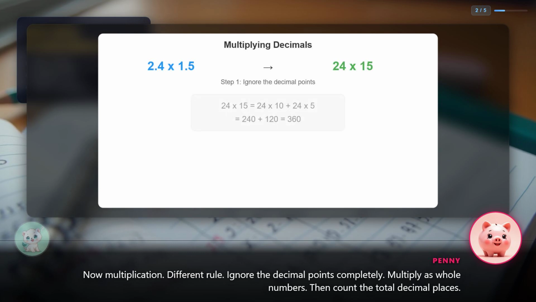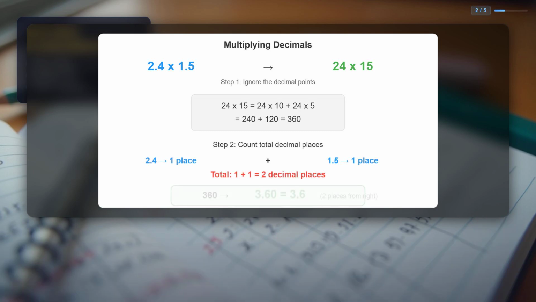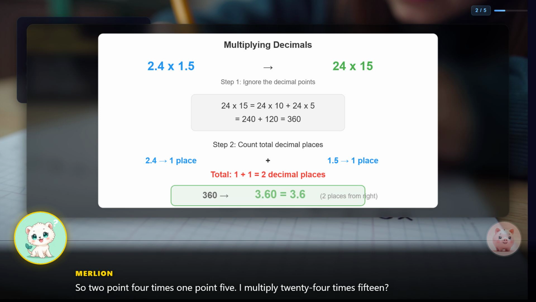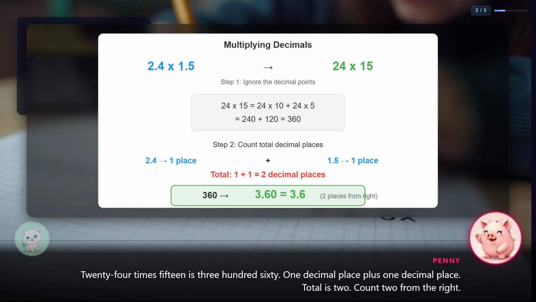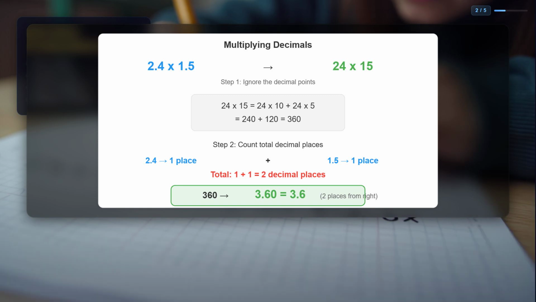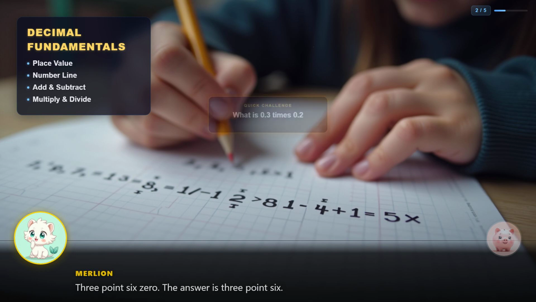Ignore the decimal points completely. Multiply as whole numbers. Then count the total decimal places. So 2.4 times 1.5. I multiply 24 times 15? 24 times 15 is 360. 1 decimal place plus 1 decimal place. Total is 2. Count 2 from the right. 3.60. The answer is 3.6.